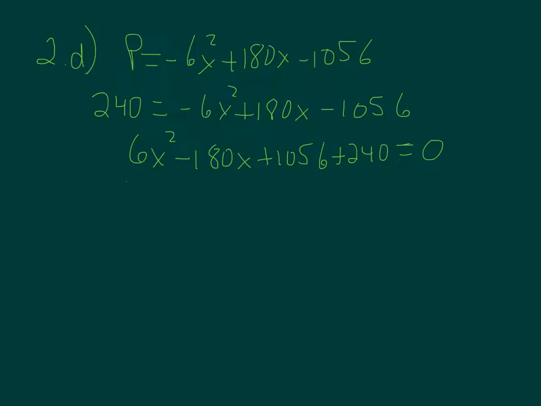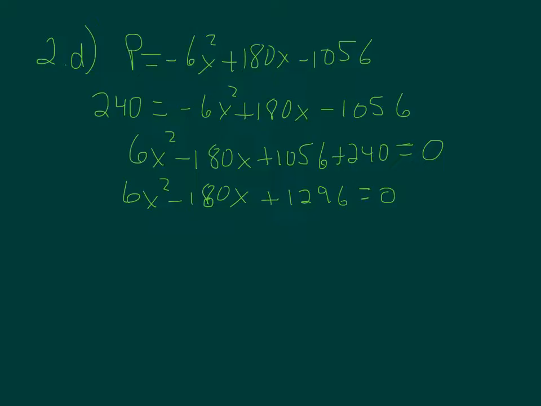So if we clean this up a little bit, then 240 plus 1056 is going to give us 1296. And this is 180. And we're tasked with finding the value for x.